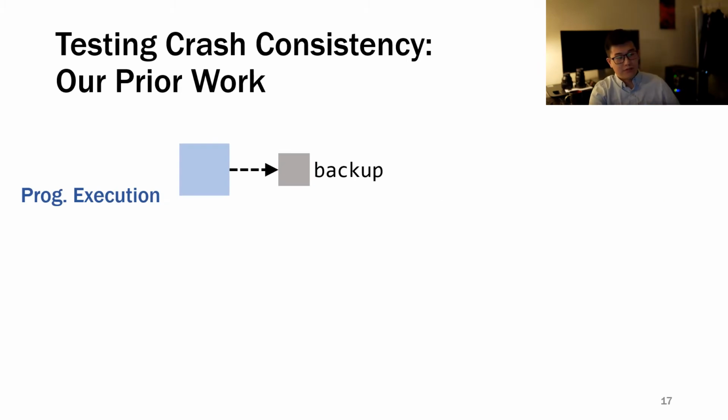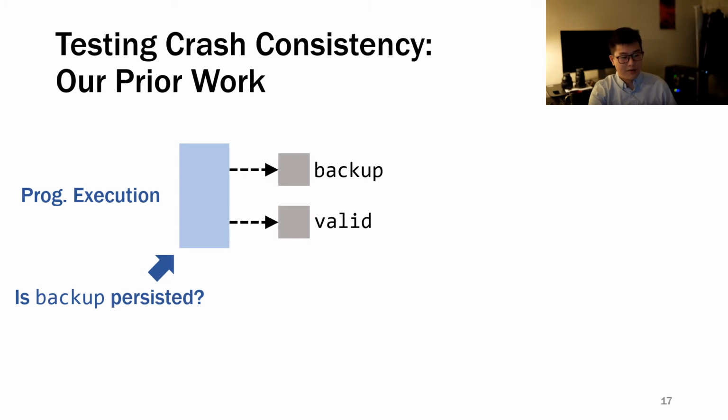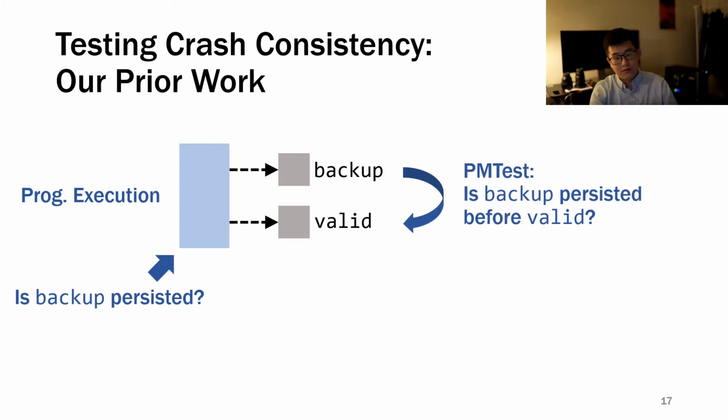Given the first example of array update, we can apply PM-test to see whether the backup is persisted at the end of these two update procedures. And second, we can use an assertion on the ordering to check whether the backup has been persisted before the valid bit. Because we didn't issue a fence in the middle of those two steps, the second checker on whether the backup is persisted before valid will fail. And then we can see where the bug is and fix it.